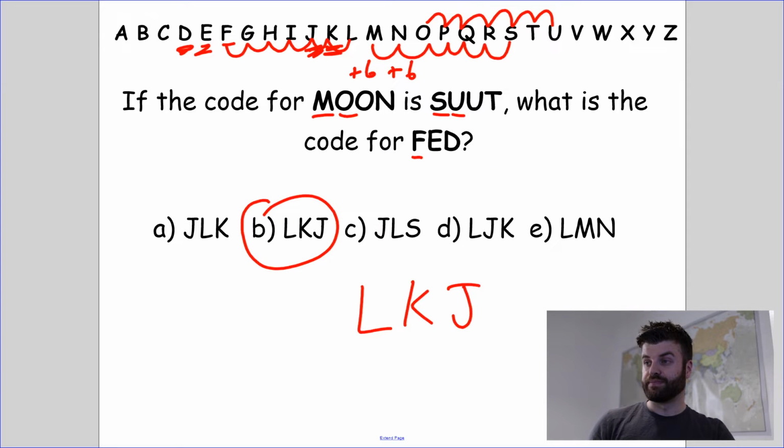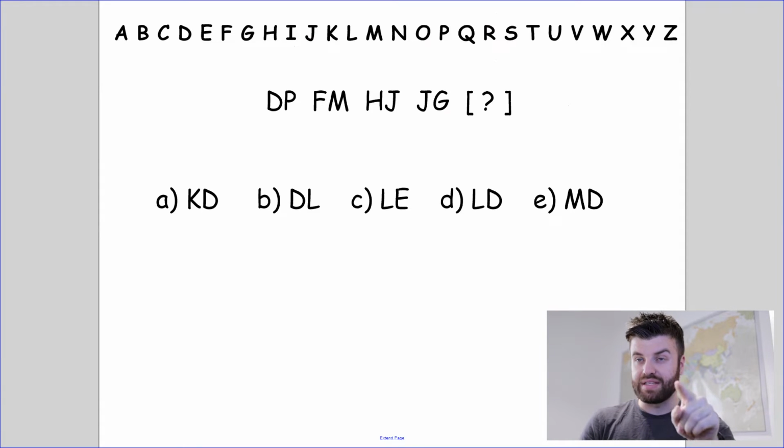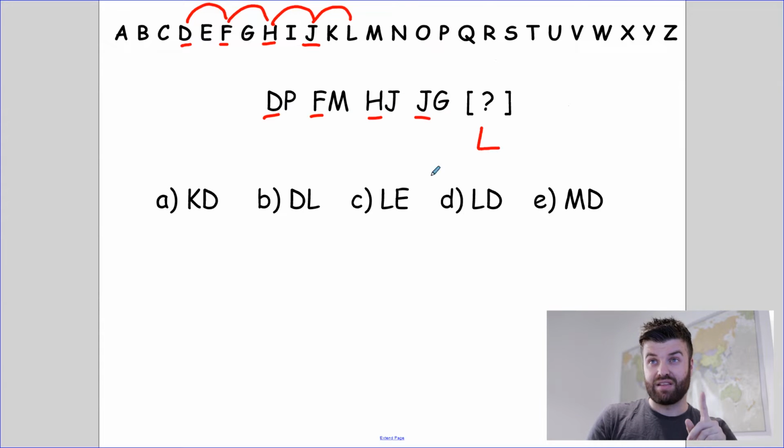Let's have a look. So here we have it again. DP, FM, HJ, JG, what comes next? It looks like nonsense at first, but systematic approach, we're going to get there. Let's look at the first letters first. D goes to F, goes to H, goes to J. Hopefully you can see at the top we're skipping over a letter. So let's skip over a letter from J, and we end up with L. So we can get rid of A, we can get rid of B, and we can also get rid of E. Down to 2 already.